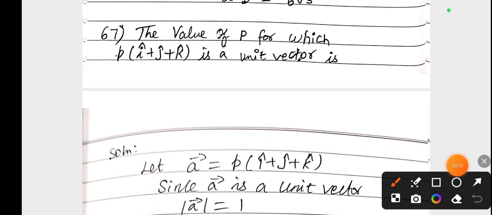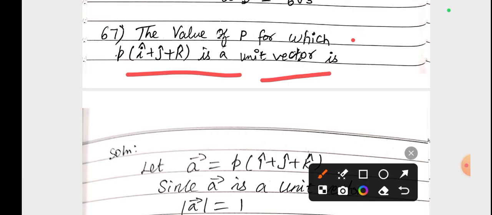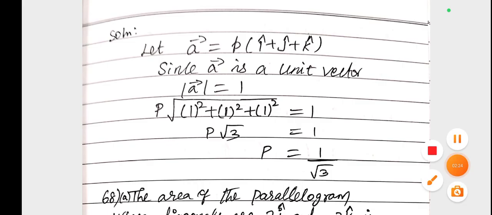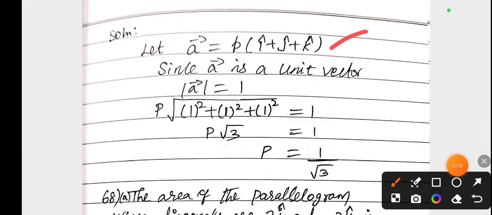They're talking about finding the value of P where P into I cap plus J cap plus K cap is a unit vector. We want to find the value of P. So how are we doing it now? You just see, A vector we considered as P into I plus J plus K. Since it's a unit vector, we all know the magnitude of A vector equals 1. Whichever is a unit vector, that magnitude is 1. Then only it's a unit vector.